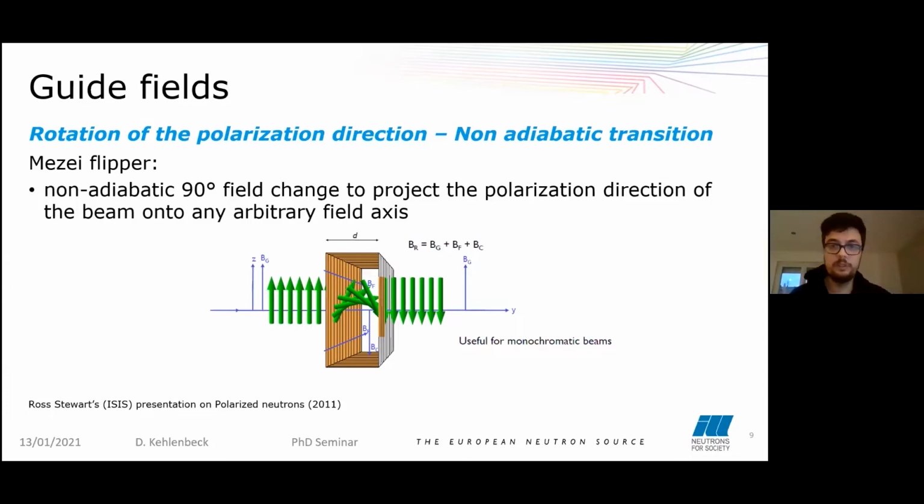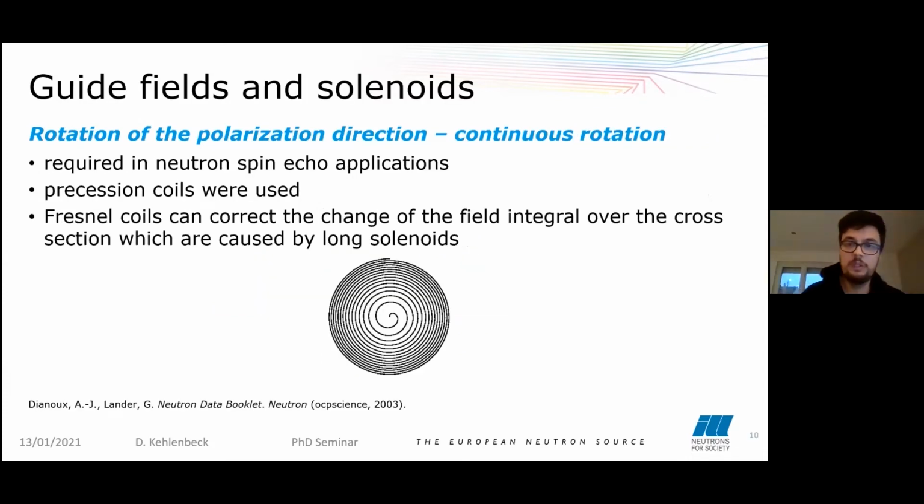In order to produce a continuous rotation of the polarization, for example for a neutron spin echo application, precession coils are used. In the simplest case, these are long solenoids for which the change of the field integral over the cross section is corrected by these Fresnel coils shown here schematically. But I will come to these Fresnel coils a little bit later.